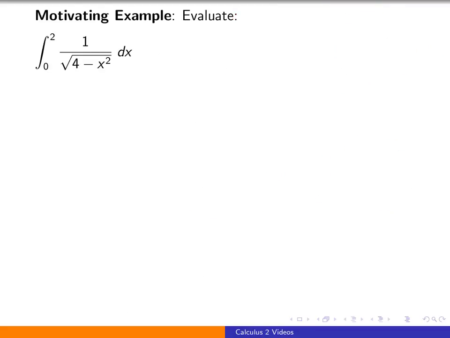So let's look at one more motivating example. Note that we're integrating from 0 to 2, so this is not an improper integral of the first type. But it turns out if we think about the function we are integrating on this interval, the function is undefined at 2, and this is going to result in an improper integral of the second type. So let's see if we can work our way through this intuitively.